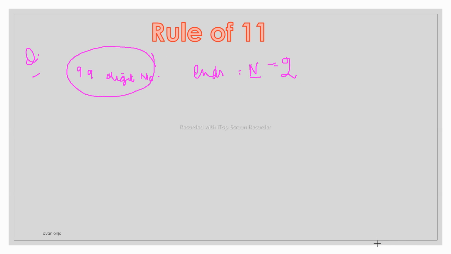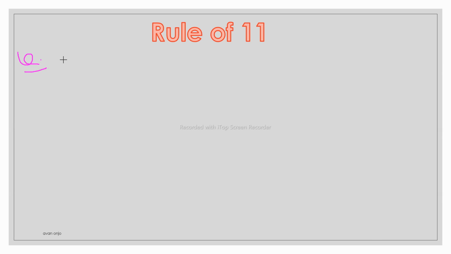Just wait, let me write this question again for you. Look, the question is that both the ends of a 99 digit number n are 2. If n is divisible by 11, this complete 99 digit number is completely divisible by 11, then you have to find the middle digits. So how are you going to find the middle digits?